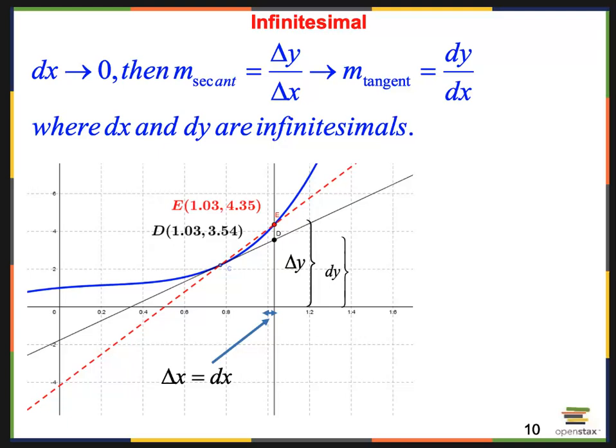So as dx approaches 0, the slope of the secant line, that's what this means, the change in y over the change in x, becomes the slope of the tangent line, dy/dx. Okay, so remember the secant line is the line we're kind of estimating with. So here's my secant line, and here's the tangent line. And the change in x equals dx, the change in y equals dy. So we're looking at the horizontal change and the vertical change.